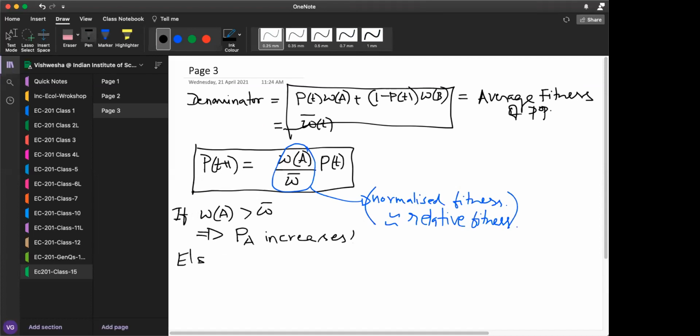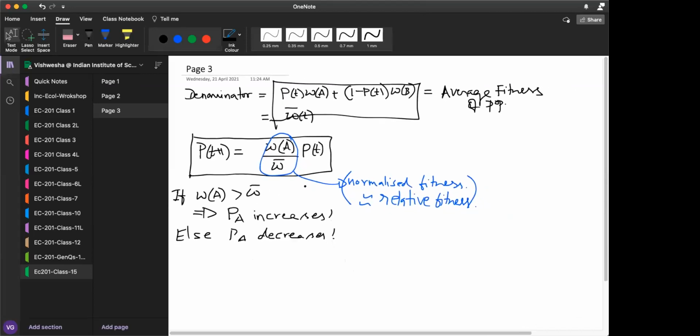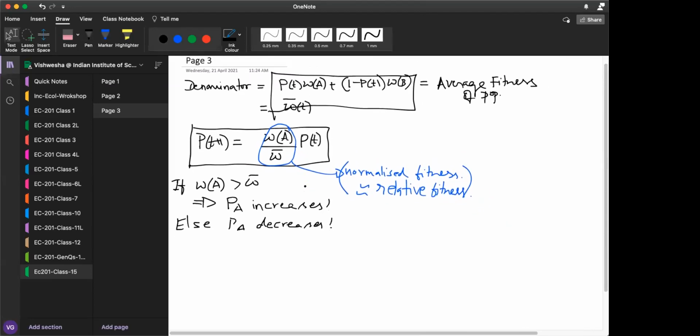Else, P of A decreases. Do all of you agree with this? Very simple statement. This provides a very simple mathematical way of saying what we all learned intuitively in evolution, right? If the fitness of a genotype is more than the average fitness, of course it has to increase in the population. That's what this simple mathematical equation captures.